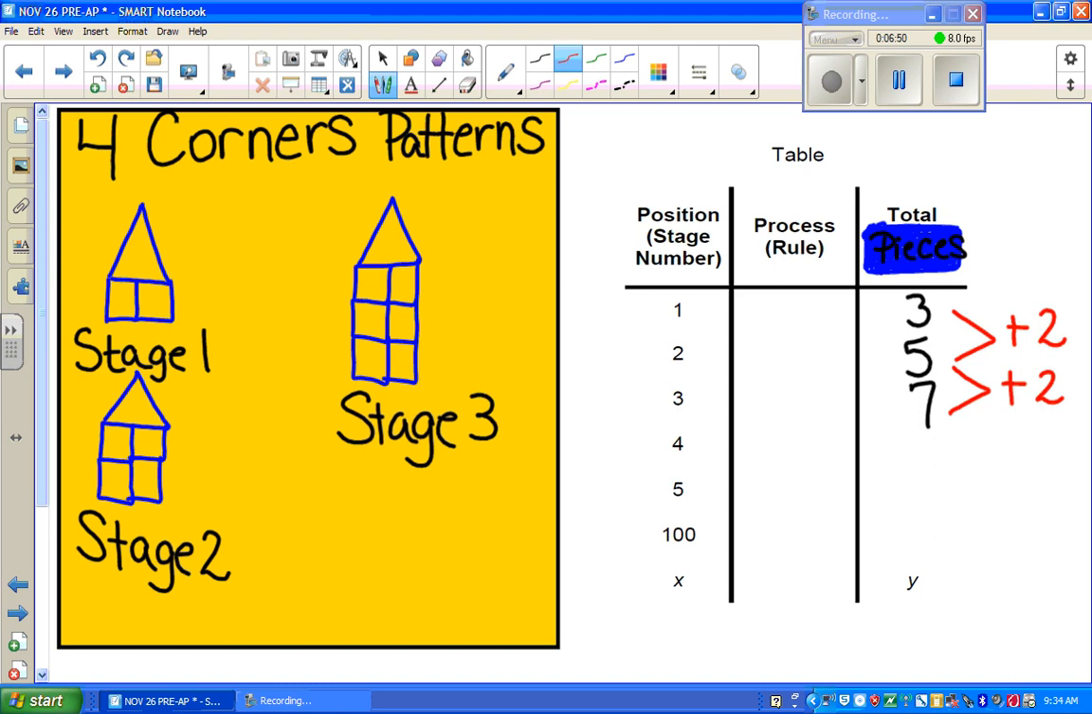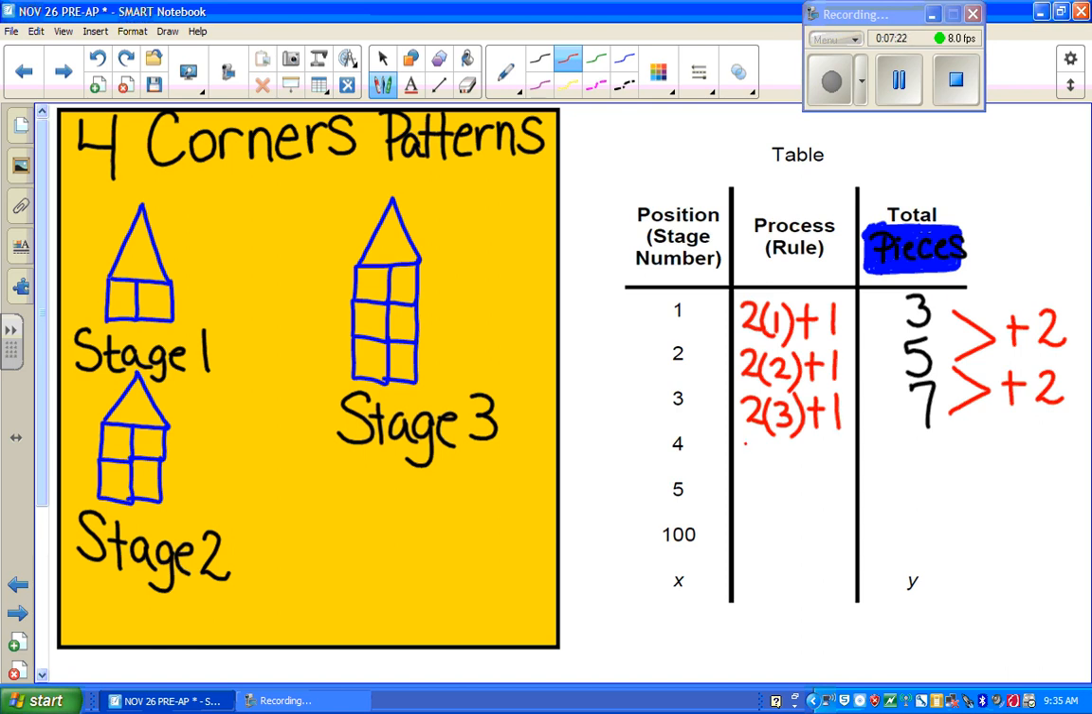So let's do 2 times our first stage, which is 1. So 2 times 1 equals 2. That's not the 3 that we needed. So we need to add 1 to make it equal 3. Let's see if this rule works for all of them. So I'm going to do 2 times my stage 2 plus 1. Well, that's 4 plus 1, which is 5, so it works there. So then 2 times my stage 3 plus 1, and that gives me my 7.